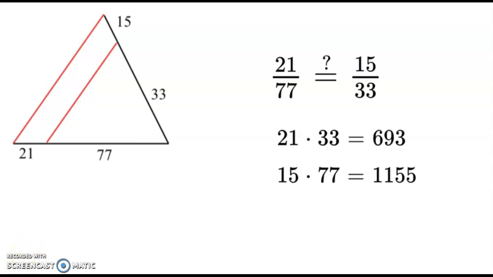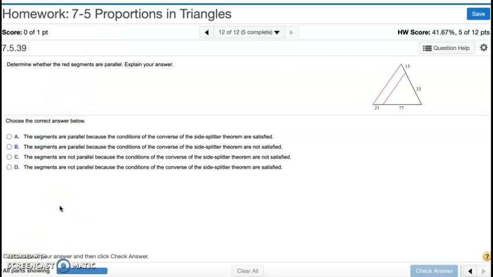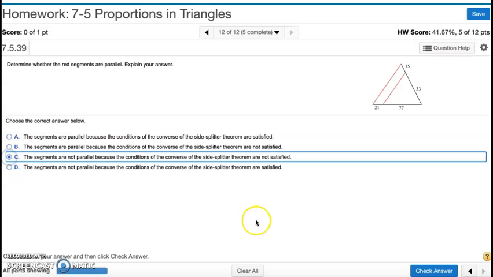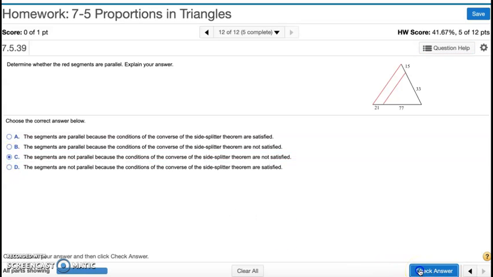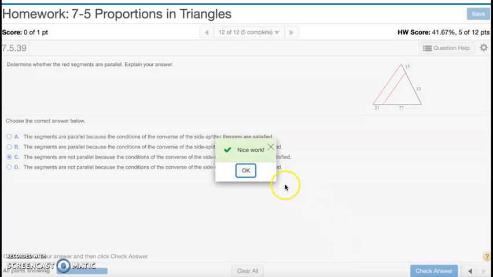So let's choose our answer. So we're going to say the segments are not parallel because the conditions of the converse of the side splitter theorem are not satisfied, which we just proved. And that's number 12.